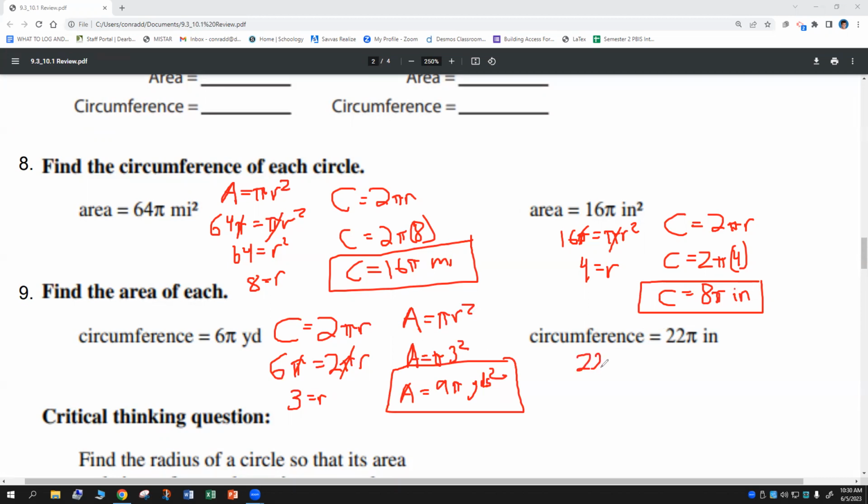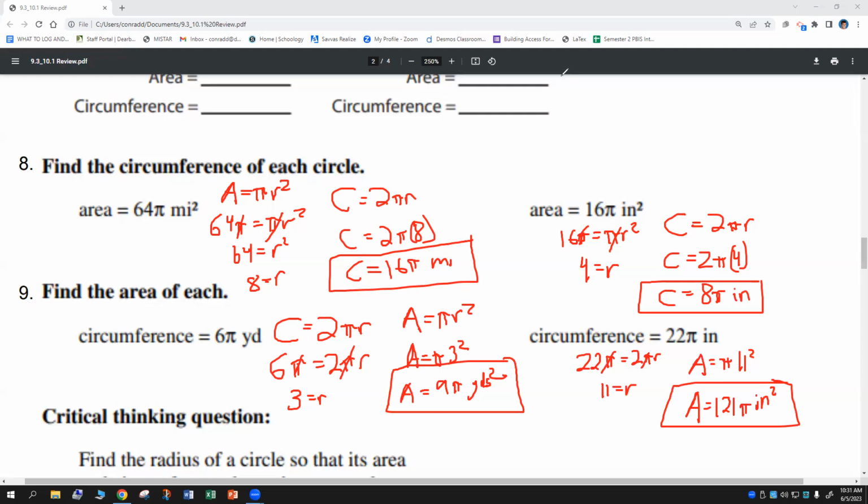All right, last one here, circumference is 22 pi. So I'm going to do 22 pi equals 2 pi r. Divided by pi, and then 22 divided by 2 is going to give me a radius of 11. And then when I plug that in the area formula, I'm going to get pi times 11 squared, which is going to be 121 pi inches squared, which, I don't know, should be about 365 or so inches squared.